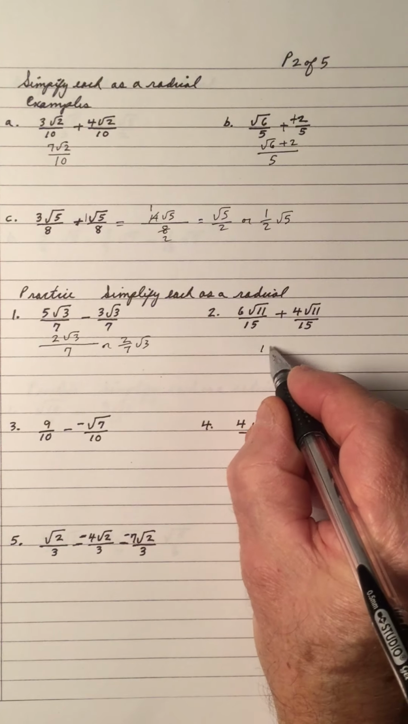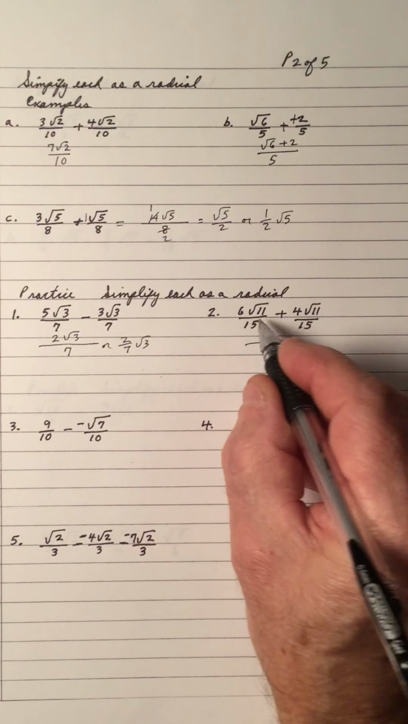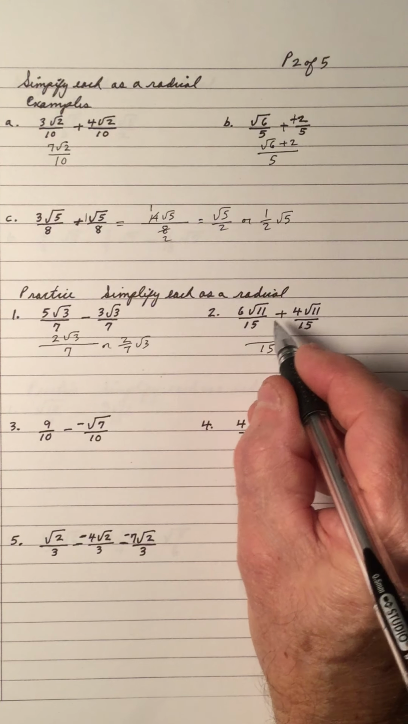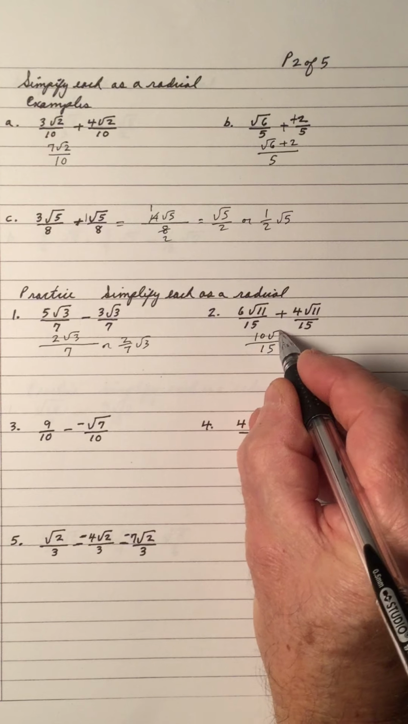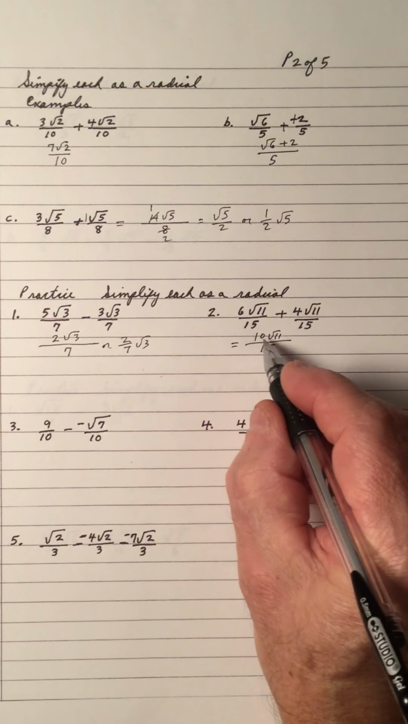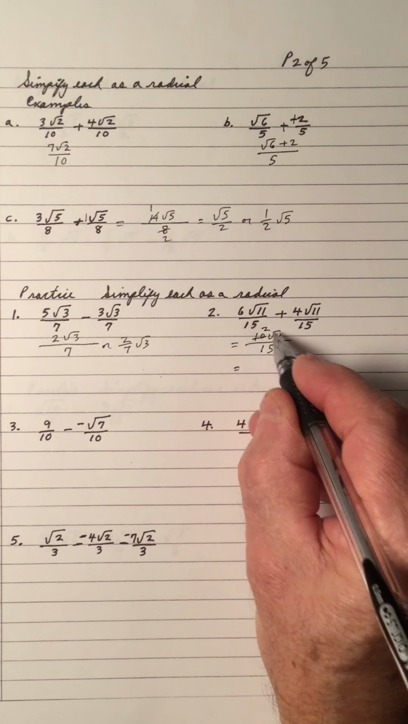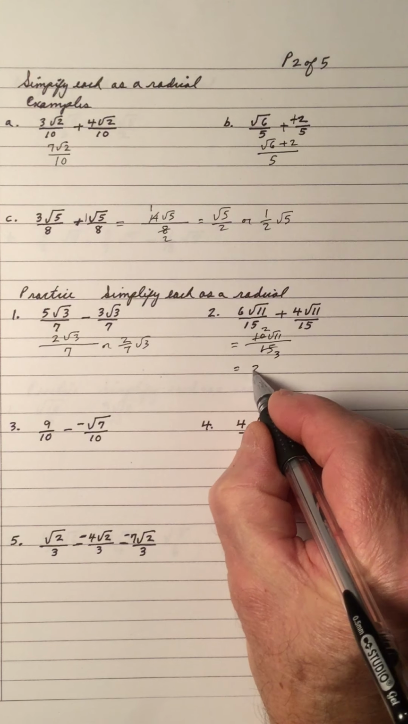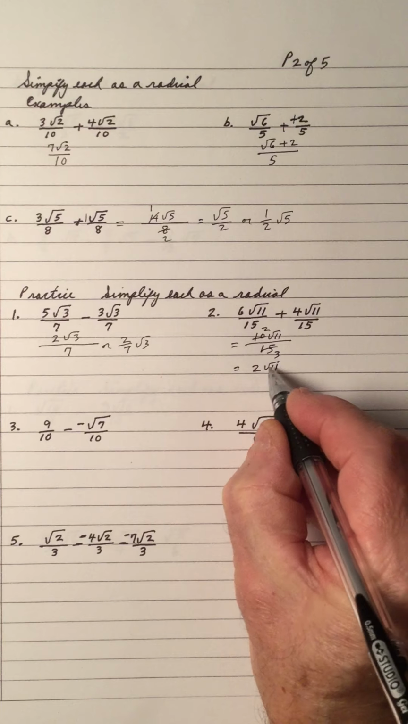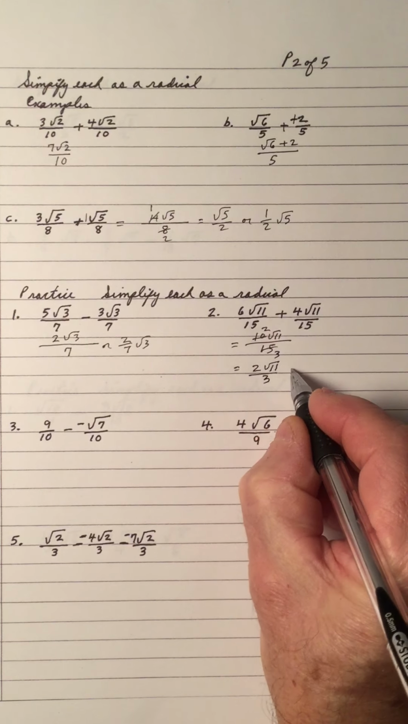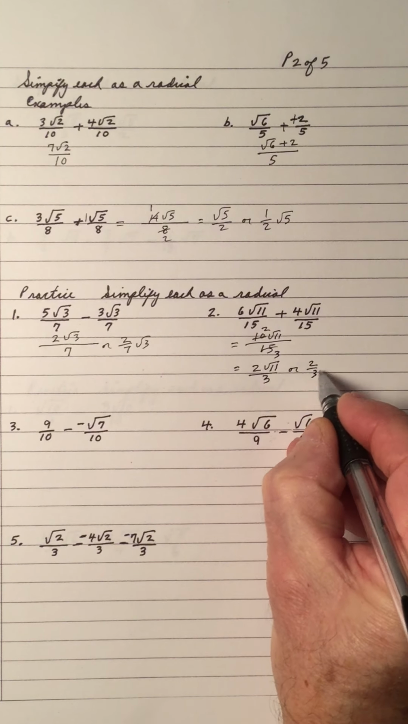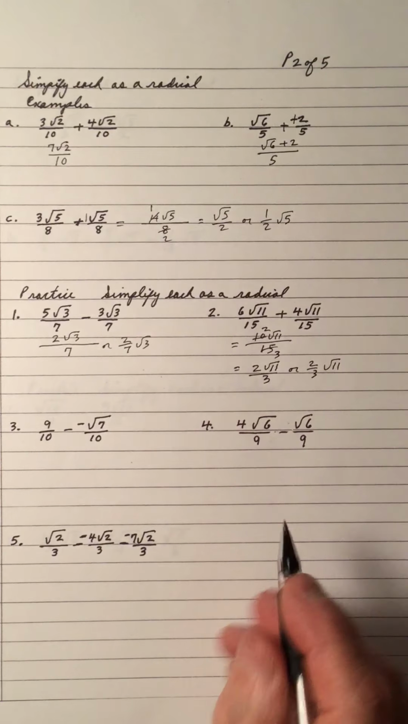Common denominator is 15. So we add 6 and 4 makes 10, so it's 10 root 11. And notice we have fractions, so we'll try to reduce. So 5 into 10 goes 2, 5 into 15 goes 3, so we get 2 root 11 over 3, or 2/3 root 11.